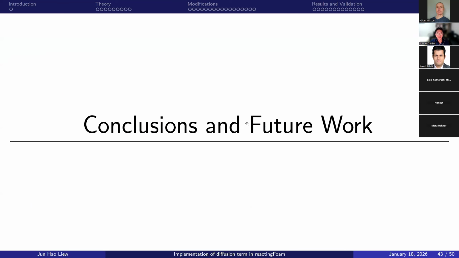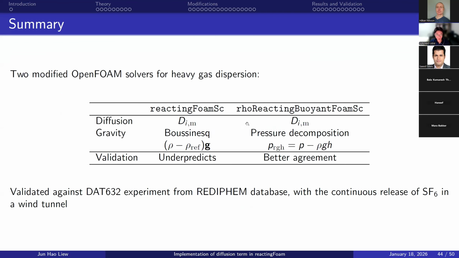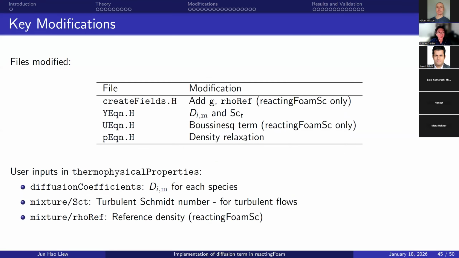And then let's go to the conclusion and future work. So in summary, we modified two solvers for the diffusion, and then we added gravity for the reactingFoam solver. And then we validated both solvers with experimental data. And then we found that the reactingFoam solver underpredicted, and that the low reacting buoyant foam has better agreement. The key modifications here, you can see we've modified all these files. I'm not going to go into detail.